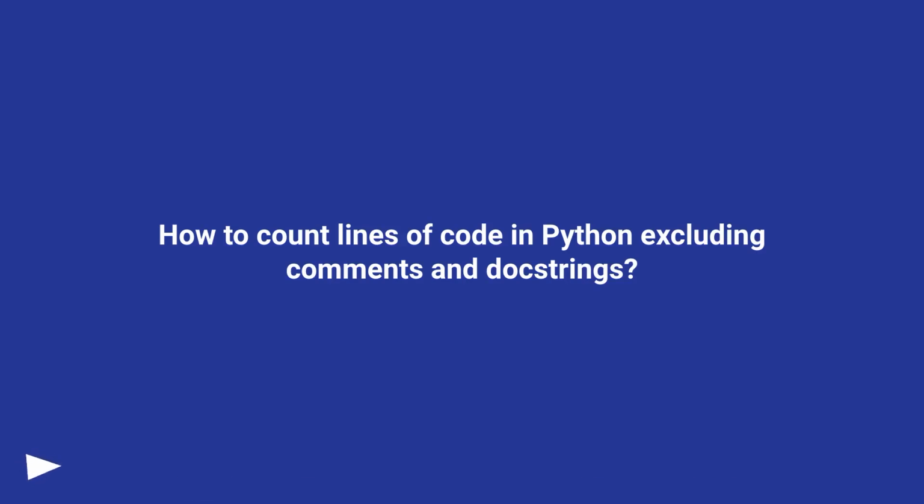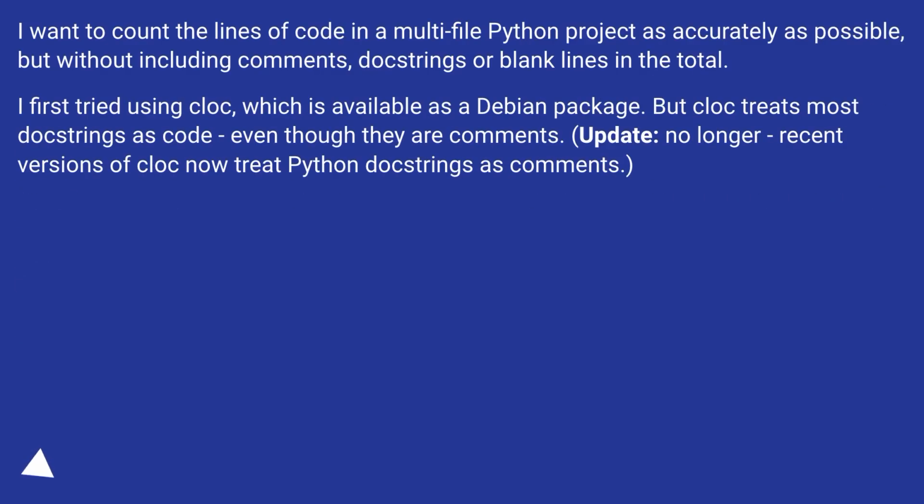How to count lines of code in Python excluding comments and docstrings? I want to count the lines of code in a multi-file Python project as accurately as possible, but without including comments, docstrings or blank lines in the total.